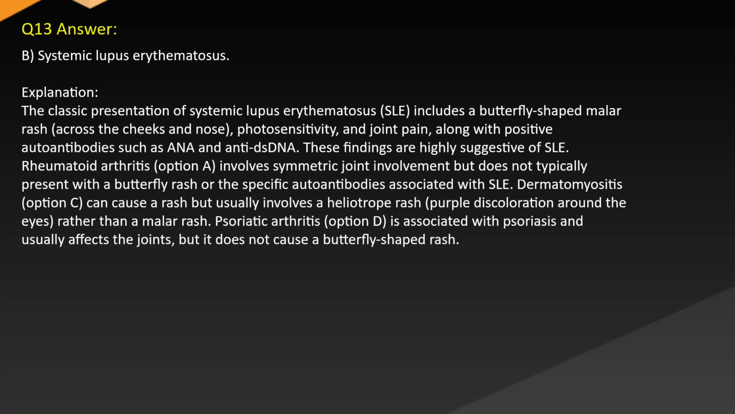Answer: B. Systemic lupus erythematosus. Explanation: the classic presentation of systemic lupus erythematosus (SLE) includes a butterfly-shaped malar rash across the cheeks and nose, photosensitivity and joint pain, along with positive autoantibodies such as ANA and anti-dsDNA. These findings are highly suggestive of SLE.